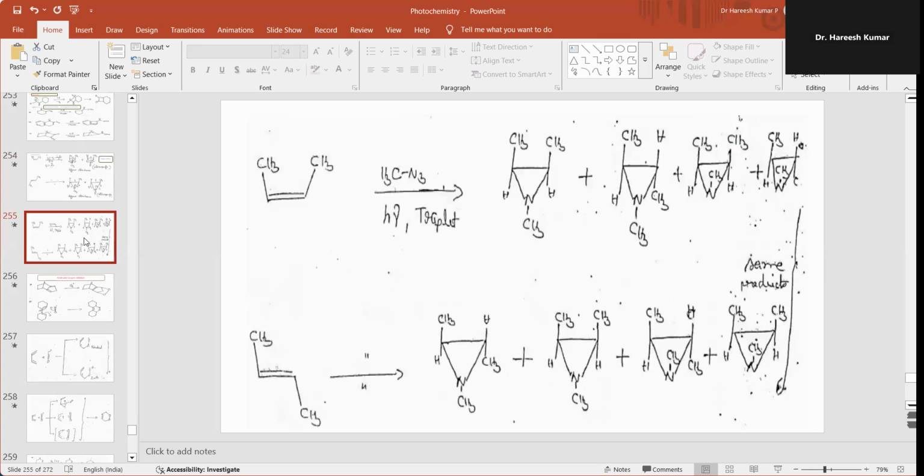In the next slide, I'm taking cis-butene and trans-butene with addition of triplet. Here you can observe that the triplet requires spin rotation, meaning the methyl group should rotate to form a bond. That's the reason a racemic mixture is obtained, and it is non-stereospecific. Similarly for the trans-butene. I will go to the next slide.